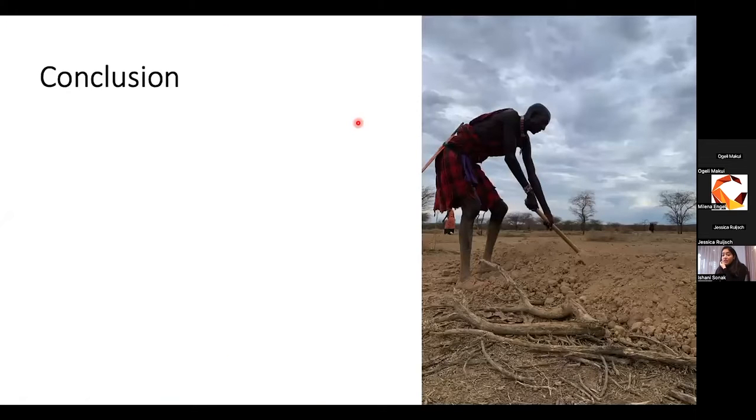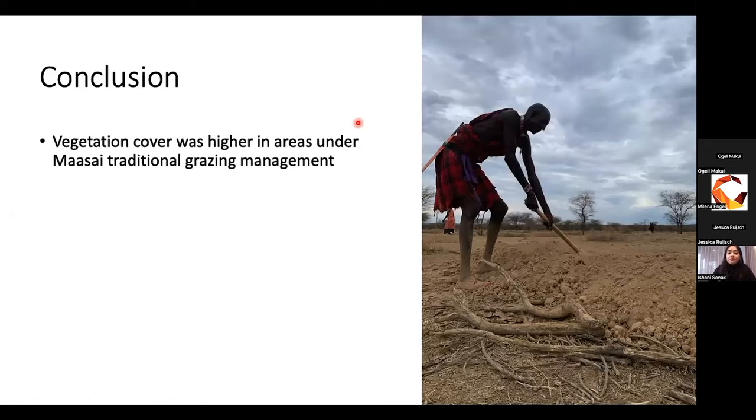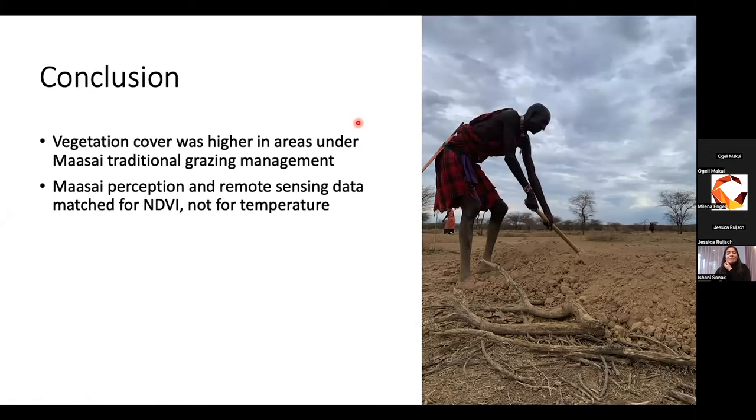To conclude the entire research, we can say that the vegetation cover, or the NDVI, was higher in the Olopololis. So the traditional Maasai grazing management is effective and works, as can be observed by the satellite data. Maasai perception and remote sensing data matched for the NDVI, so it was said that the pasture availability had decreased, and that's what the satellite data showed as well.